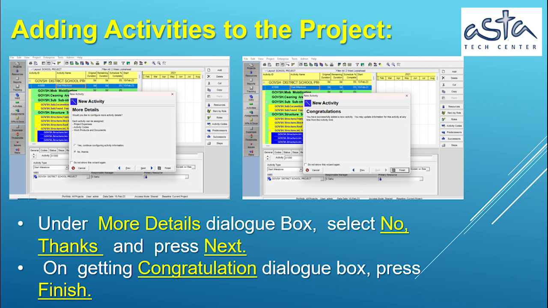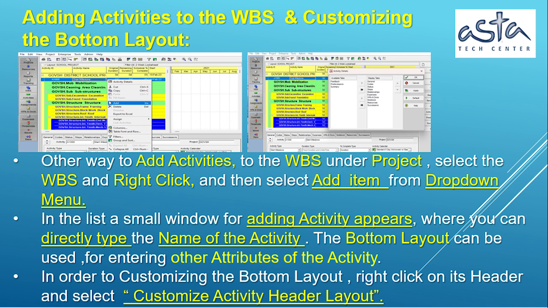Adding activities to the project. Under the Activity Type dialog box, select Start Milestone from the drop-down list, and press Next. Under the Dependent Activity dialog box, select the No, Continue radio button.